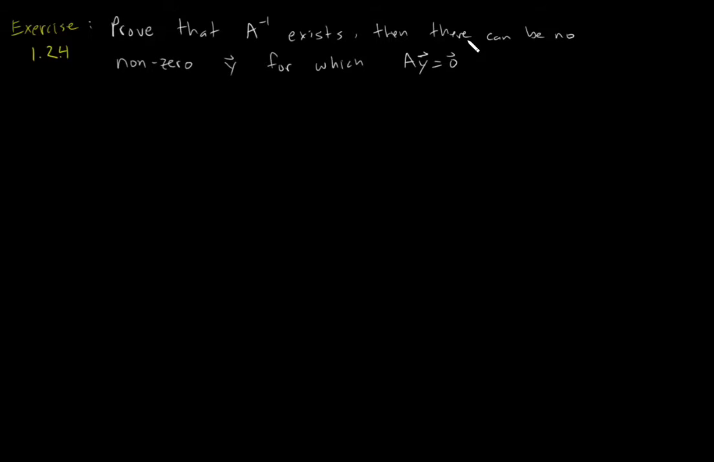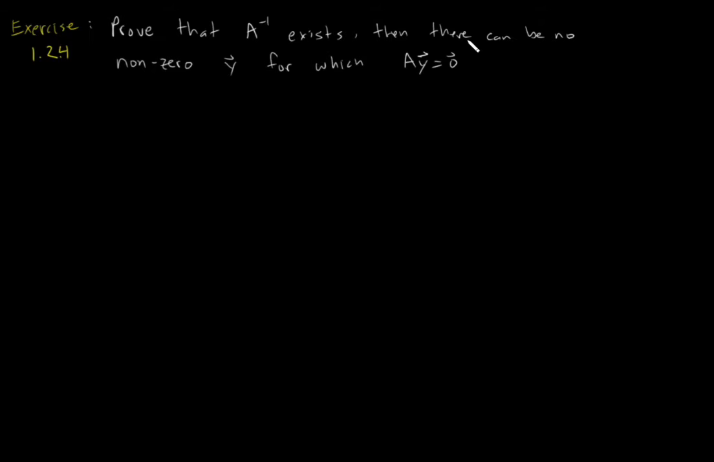Hello everyone, welcome back. In this video, we're going to be looking at a proof that says if the inverse of a matrix A exists, then there can be no non-zero y for which the product of the matrix and that y is equal to 0. This is exercise 1.24 if you're using Watkins. This can also be found in any linear algebra book as well sometimes.